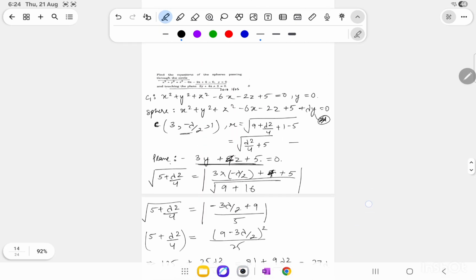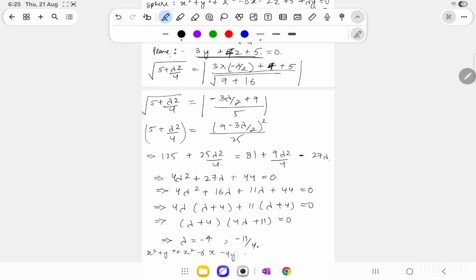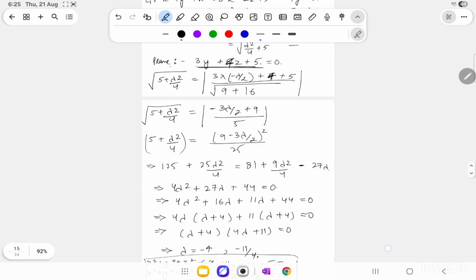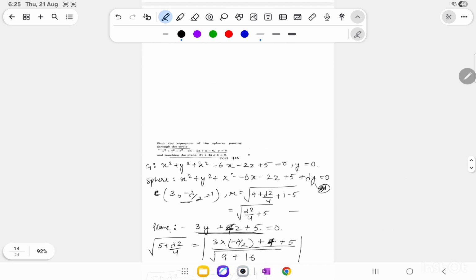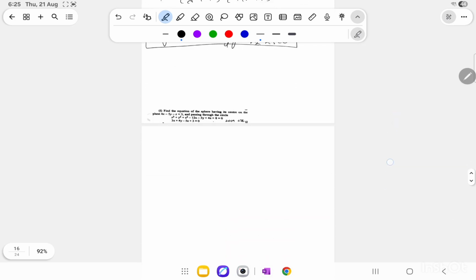So the equation of the required sphere is x square plus y square plus z square minus 6x minus 4y minus 2z plus 5 equals 0, and x square plus y square plus z square minus 6x minus 11 by 4 y minus 2z plus 5 equals 0. So there are two such spheres which are basically passing through this circle, and this plane is basically tangent to that sphere. So we are done with this question as well.